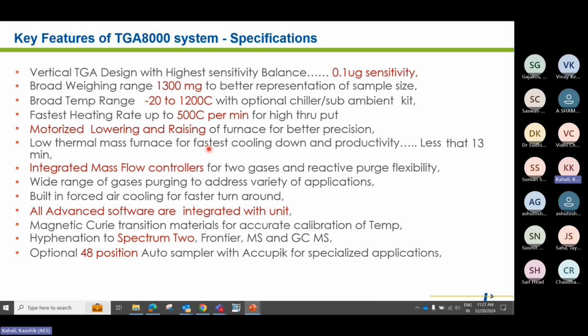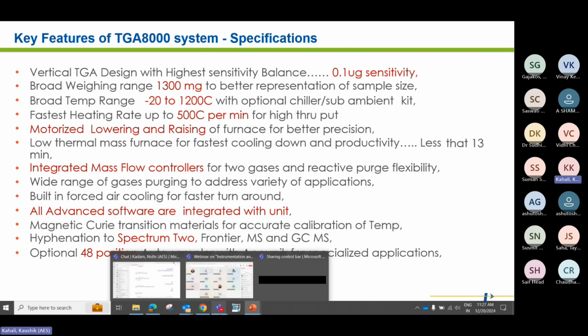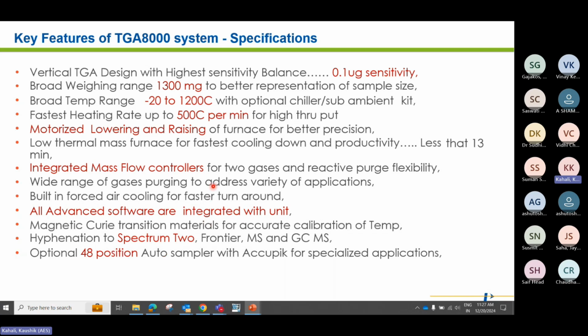Then there is motorized lowering and raising of the furnace for better precision. So you don't need to do any manual intervention, so that there may be no drift issue or other unwanted effect that may affect your sample analysis. That has been taken care of by the motorized lowering and raising of the furnace through the software.